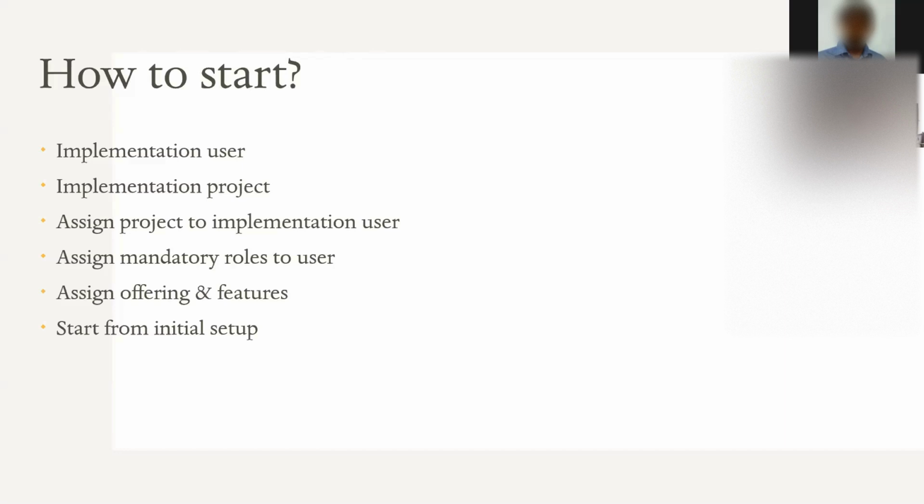To start with our implementation, we will have to create an implementation project first, and then we will create a user for this. And we will assign this particular project to the users so that we can track each and every activity, or say this much percentage is completed and this much percentage is pending. Then after creating the project, we will have to assign the offerings and the features to the particular project. Once we are done with all these basic configurations, then we can start creating the implementation project.